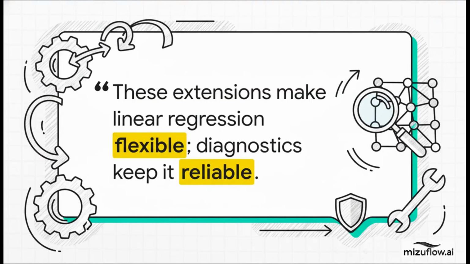And this really is the bottom line. Using things like interactions and dummy variables gives your linear model incredible flexibility to handle real-world data. But it's the diagnostic checks for things like collinearity that ensure your powerful model is also a reliable one.